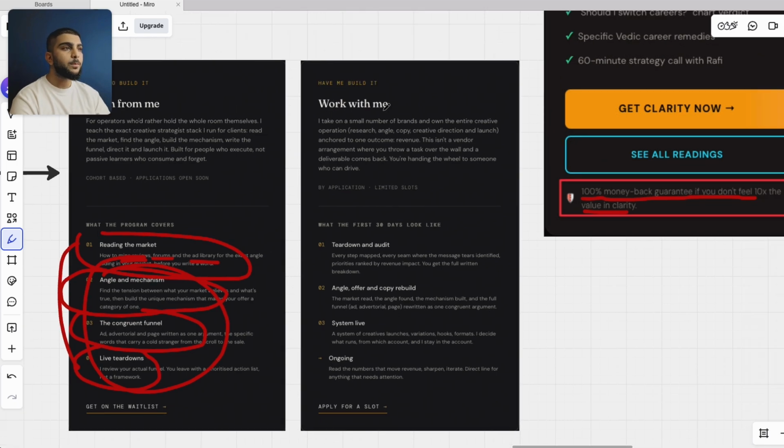I'm going to show you another example here, which is when I work with actual brand owners, whether that's info, B2B, e-com, whatever. And we apply the same principles here. So first, we do a teardown and audit of their current funnels, landing page, and everything else. Then we look at their angle, their offer, and copy, and then we rebuild it. So you're already mentioning what they're going to be getting. And then we talk about how it's live, and this is all within 30 days, right? And then ongoing. So for example, we read the numbers, we make sure their revenue's increasing, and then they can contact us at any time. And this is how you show what they're gaining, and this is quite an important thing to implement.